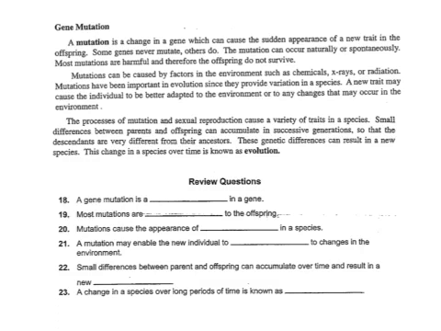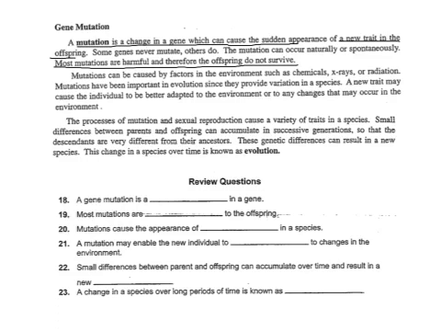Gene mutation. A mutation is a change in a gene which can cause the sudden appearance of a new trait in the offspring. Some genes never mutate, others do. The mutation can occur naturally or spontaneously. Most mutations are harmful and therefore the offspring do not survive. Mutations can be caused by factors in the environment such as chemicals, X-rays, or radiation.